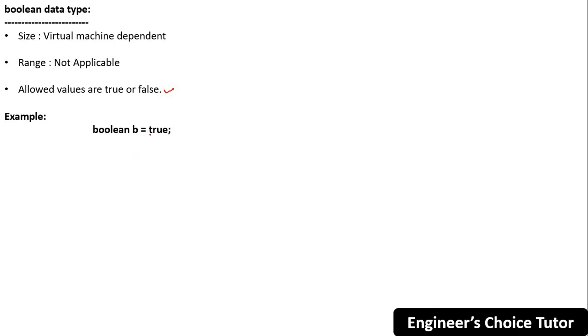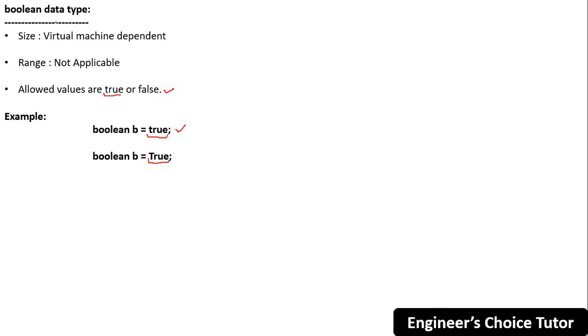Now let's see some examples. Example: boolean b is equal to true. This is 100% valid because the allowed values are true or false. Now I have changed this true. In the first case everything was in lowercase, but here the t is in uppercase and the rest is in lowercase, right? Do you think it is valid? No, it is not valid.